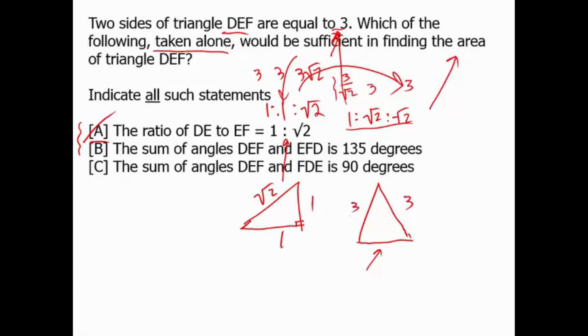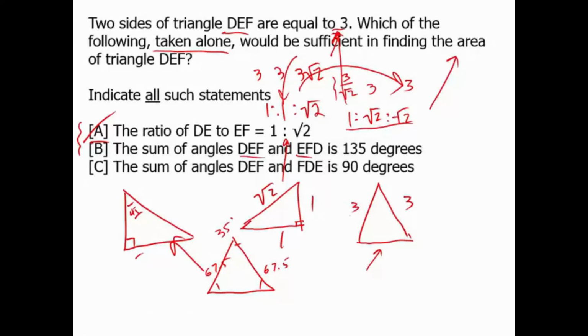Let's look at B. The sum of angles DEF and EFD is 135. So if you have a 45, 45, 90, of course, same thing again. You want to say that this is 90 and this is 45. Those are the two angles represented here. The thing is, though, we could also have another triangle where you have these two angles equal to 67.5 and 67.5, and this angle up here would be equal to 45. Totally different looking triangle. Therefore, this alone would not be sufficient to find the area of the triangle.